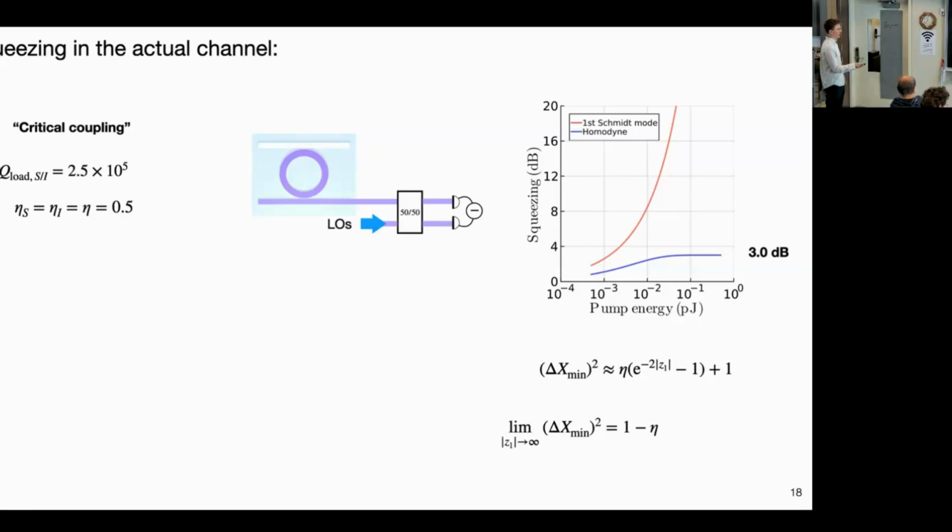And if we take the limit as the squeezing amplitude goes to infinity, we find that this leveling off occurs just at 1 minus eta. If eta is a half, this is a half, and that corresponds to the 3 dBs.